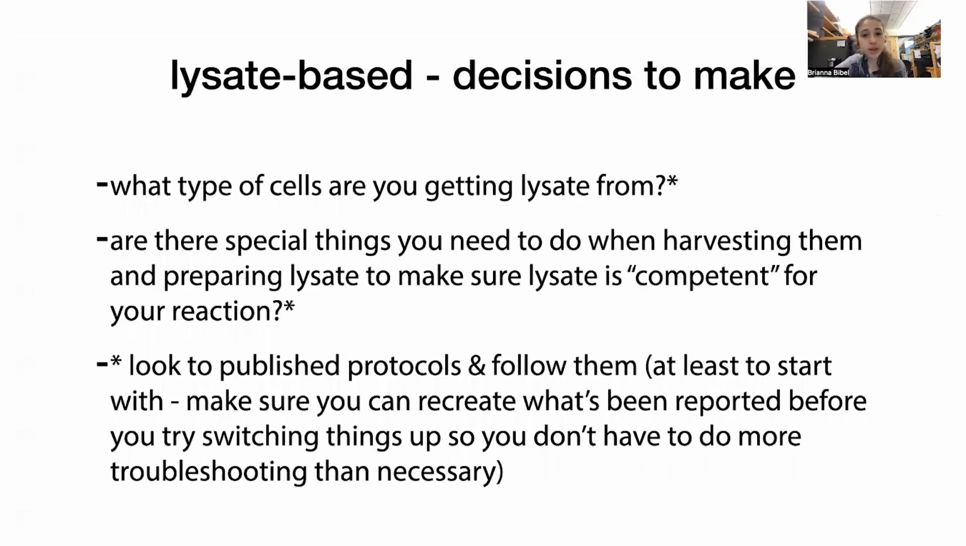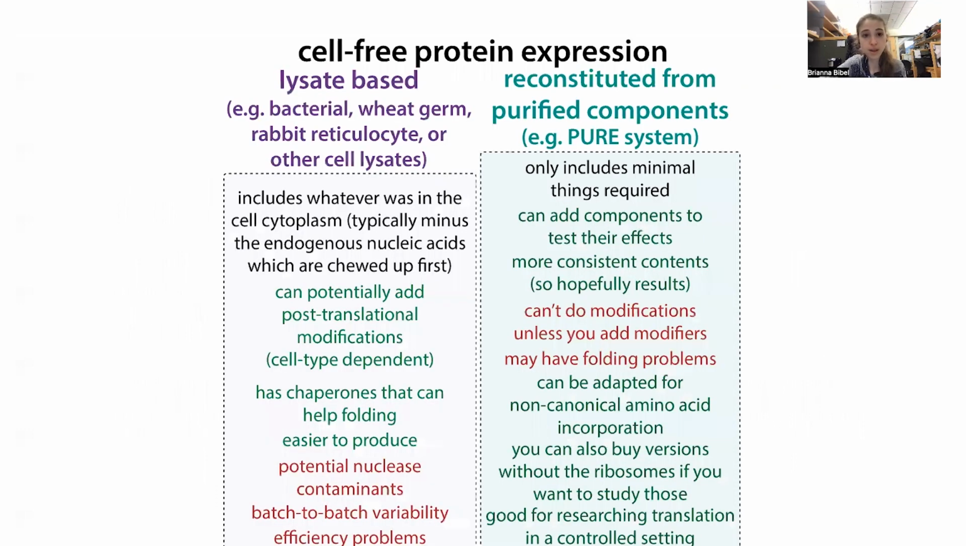Okay, so if you're going with a lysate-based system, here your decision is mainly going to be, what type of cells are you going to get the lysate from? Are there special things that you need to do when you're harvesting them and preparing the lysate to make sure that the lysate's competent for your reaction? So you need to make sure that you're preparing this lysate in a way that's preserving whatever sort of activities in the lysate that you want to preserve. So look to published protocols and follow them, at least to start with. Make sure that you can recreate what they did before you try to modify things too much, or else you might end up not knowing what you need to troubleshoot.